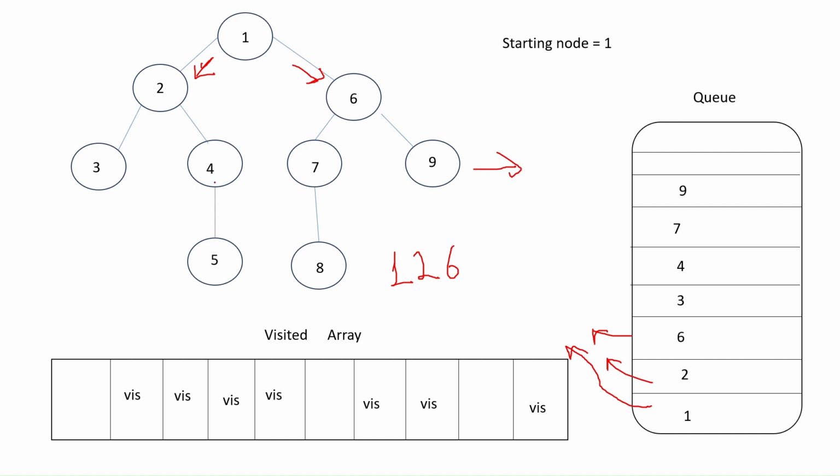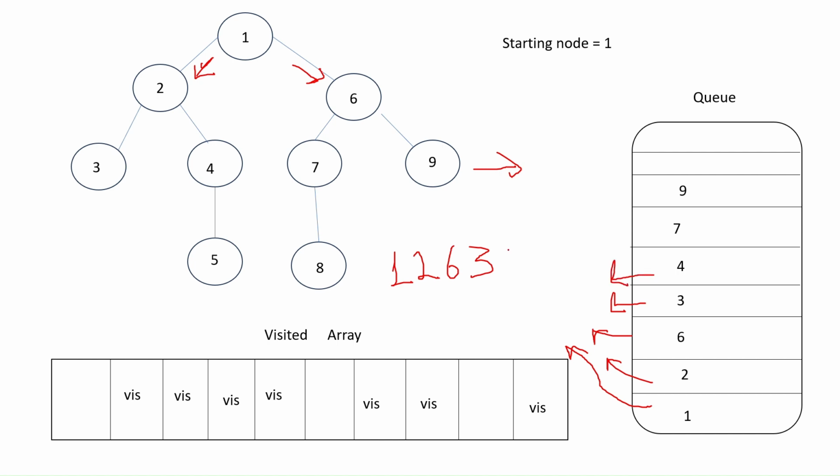And once this is visited, now we are going to take the next element out of our queue, which is 3, and put it into the answer list. Once this is done, then we are going to check who are the adjacent of 3. So if you see, there are no adjacent for 3. So we are going to move toward the next element, which is our 4.